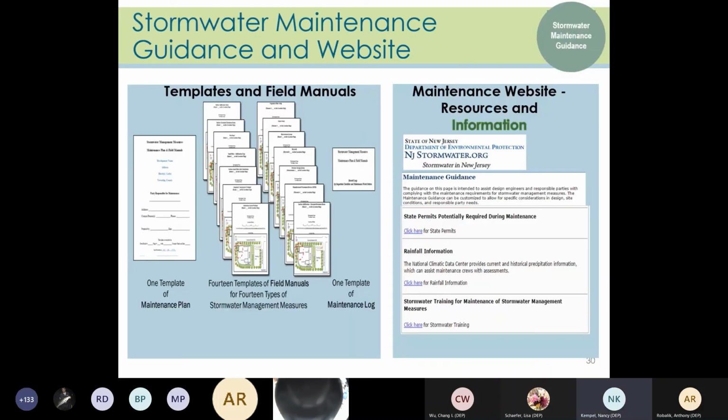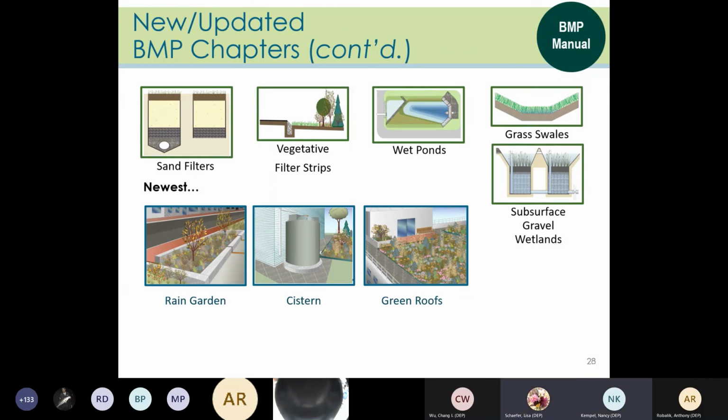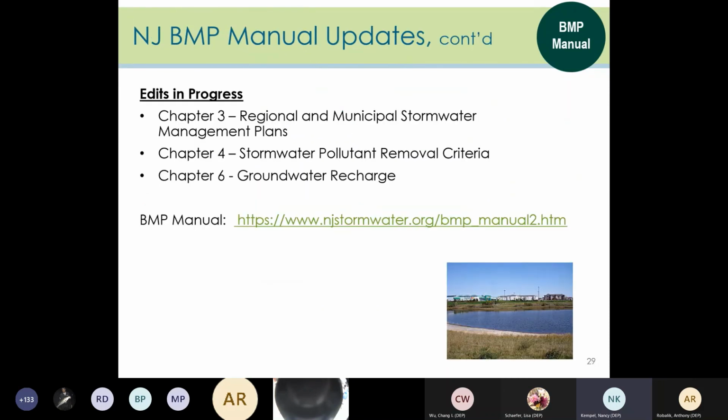So these are some of the other pages that we've worked on that are available on the website. As I said, we're working on some other chapters right now. We've gotten pretty far through chapter 3. We're working on 4. I think 6 is also in the process, and we have all of them on our plate to finish.